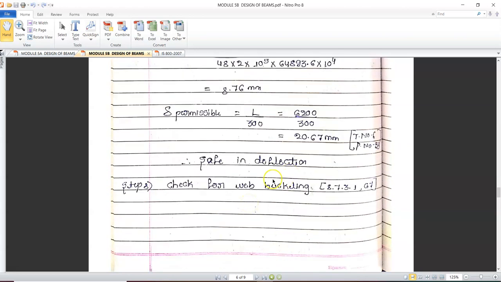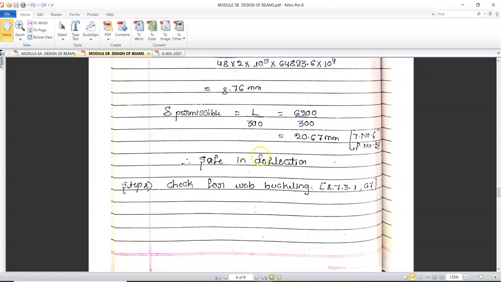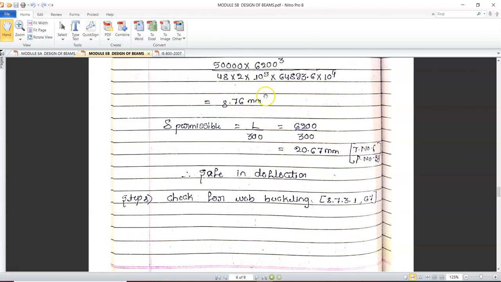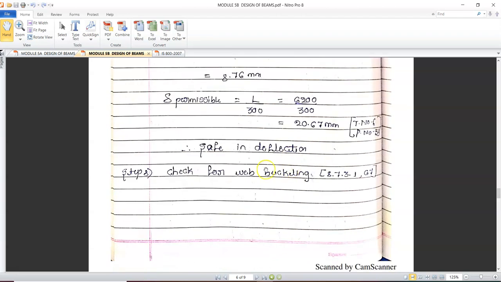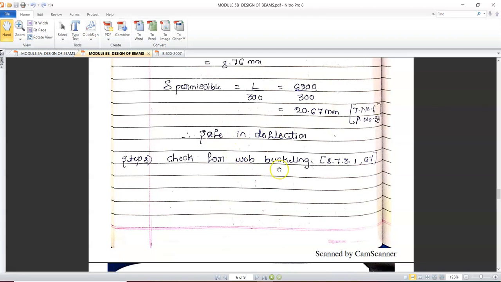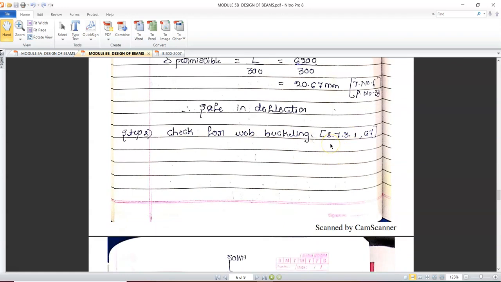So that ends the third video. In the next video, we have checked for overall failure. We have checked for bending, we have checked for shear, and we have checked for deflection. Now, these are the overall failure checks. Your beam also has to be checked for web buckling and web crippling. That will be shown in the next video.